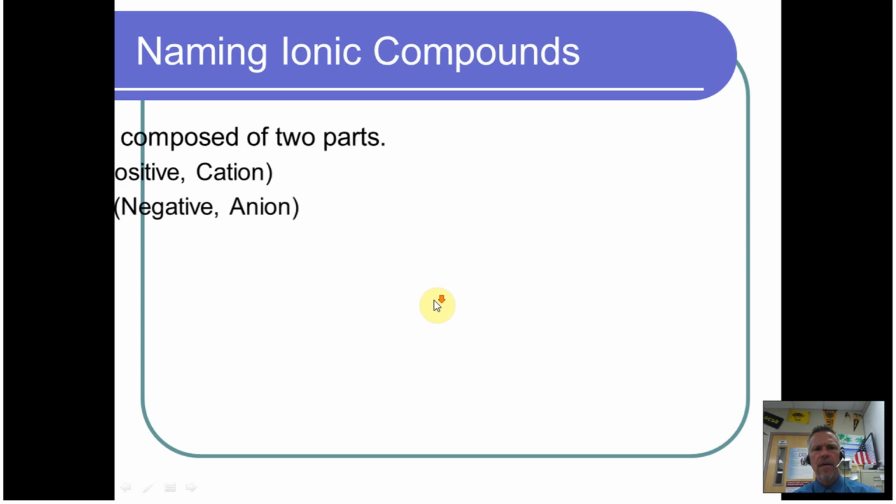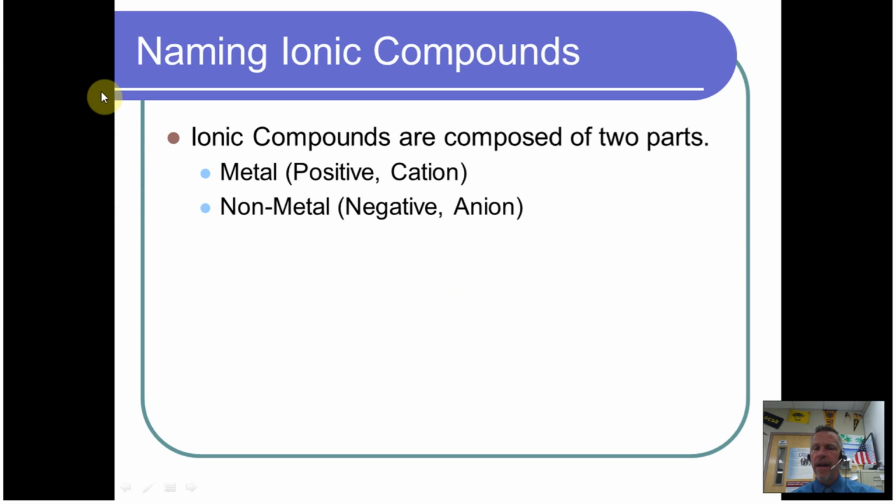Okay, naming ionic compounds. Remember, an ionic compound is one of the types of compounds that's held together by electrostatic attraction. So that's a positive and negative. We're talking about positive and negative charges when you're talking about ionic compounds. There must be a metal, which gives you your positively charged ion, and that's called a cation. And then there has to be a nonmetal, which is your negatively charged ion, called an anion.